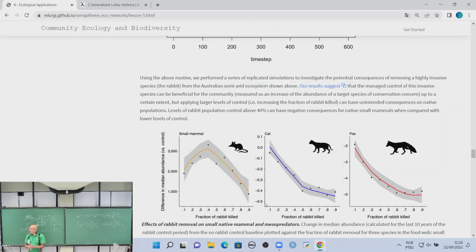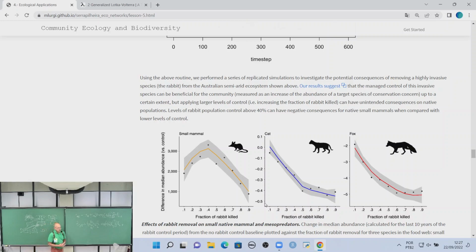These dots are data points. These are the average across replicates. Each of these points represents the median, so the average across replicates of the median abundance during the last 200 time steps of the simulation. What we are quantifying is the median abundance after you have applied the management and are going back to normal. One particularity of this system is that you cannot really keep killing rabbits all the time, unless you had endless money.